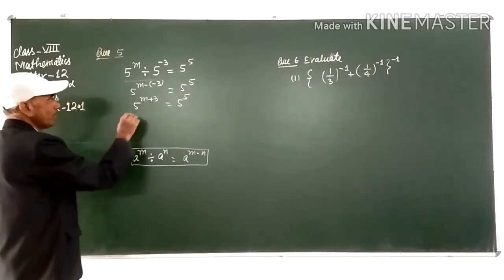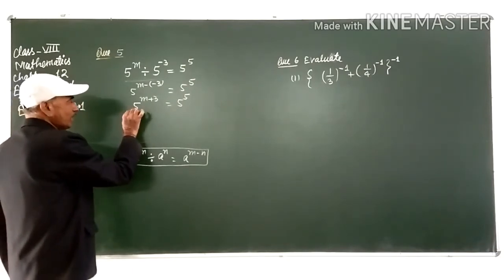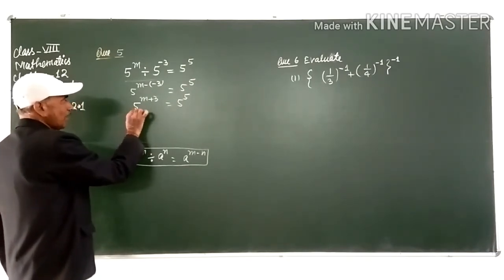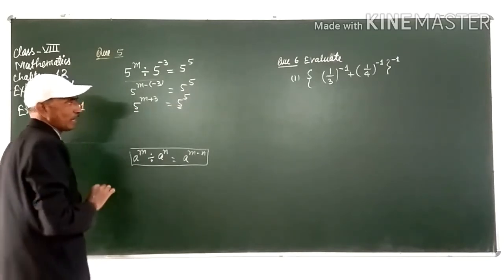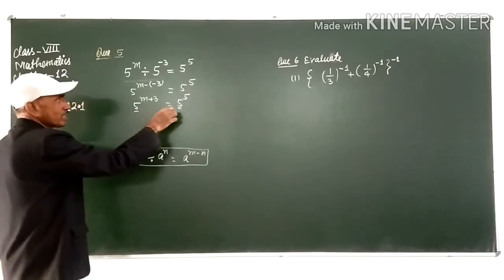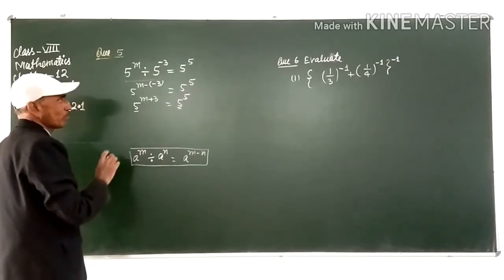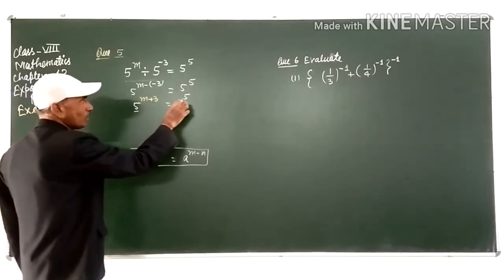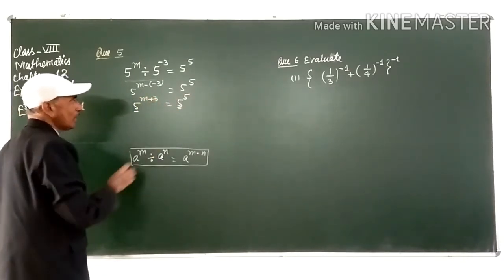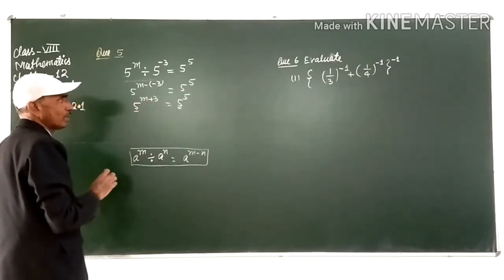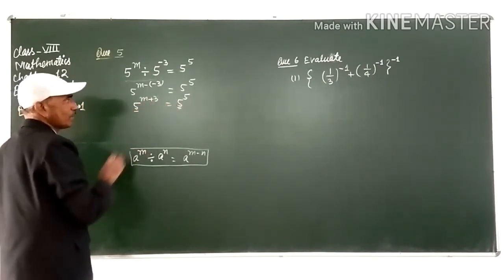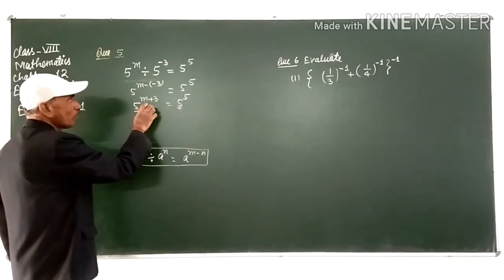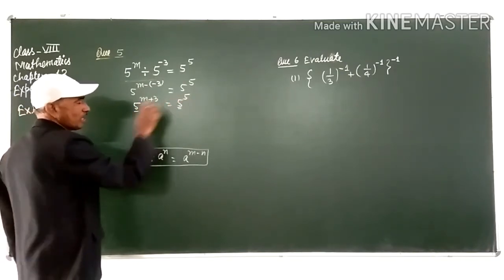Students, remember that there is base 5 and there is also base 5, clear? And there is an equality sign between these two. So 5 raised to the power m plus 3 is equal to 5 raised to the power 5. If the bases are equal and there is equality between these two, therefore the exponents must be equal.